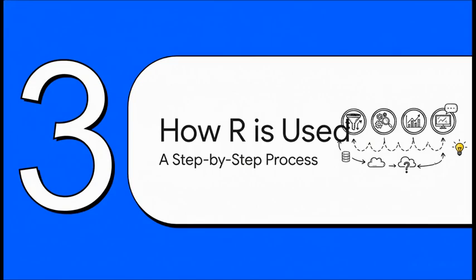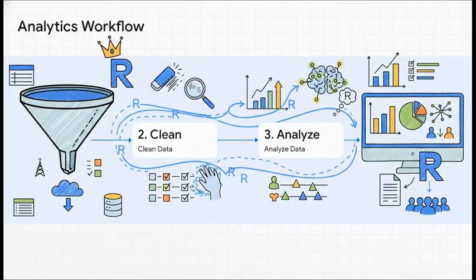So we have seen why R is so useful. Now let's look at how it's actually used in a typical data project. There's a very clear step-by-step process. The important thing to understand is that R is used through the entire process. It begins with collecting the data, then cleaning it up to make sure it's accurate, and then followed by the analysis to find those insights. Finally, you use R to visualize what you found and create reports to share with others. So you see, it is a complete tool for solving real problems, from the start to the very end.